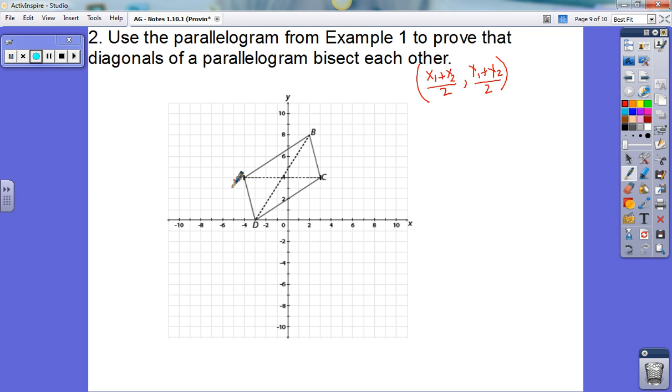So I've got negative 4, 4, negative 3, 0, 2, 8, and 3, 4. And I'm going to plug those in. Alright, so if I want to find the midpoint of BD, I'm going to use these 2 points. I'm going to add my x's together, 2 and negative 3, and then I'm going to divide by 2. And then find my y's, 3 and 0. So I end up with negative 1/2 and 3/2.